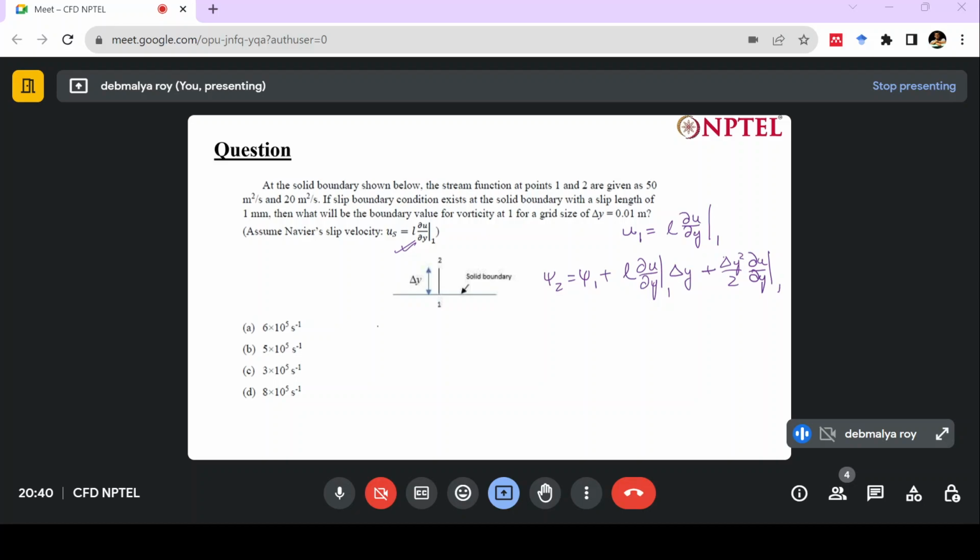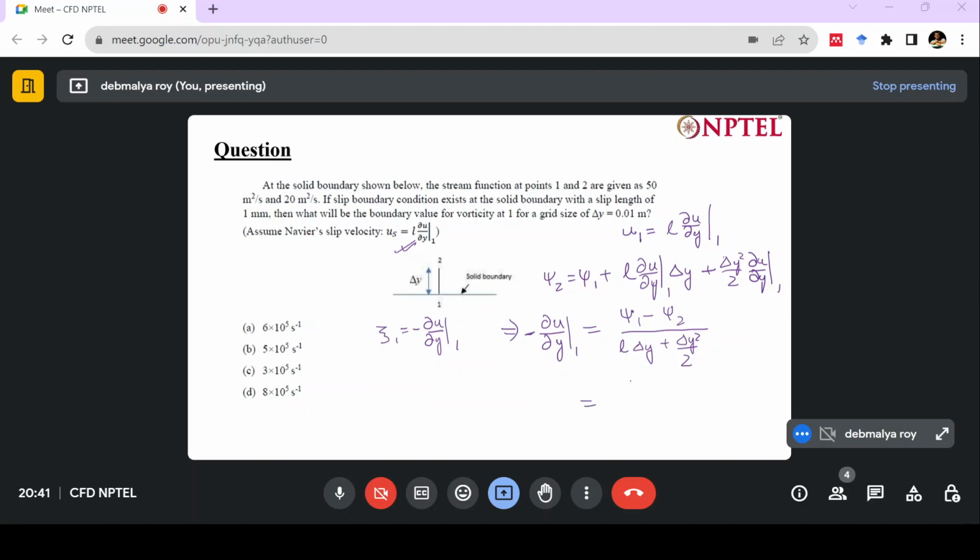So we already know this. We have to isolate it. So in that case, this is psi 1 minus psi 2, and here we have L delta y plus delta y square.